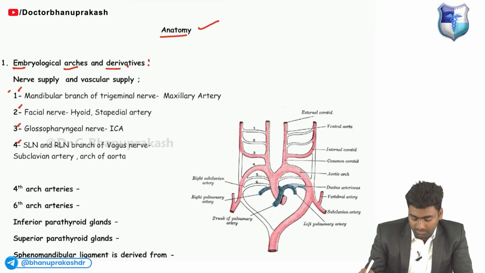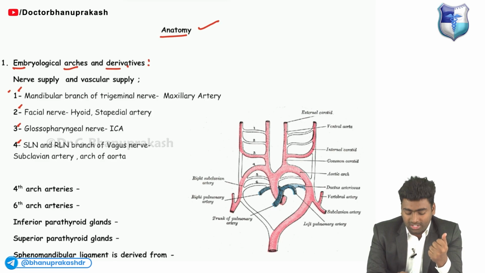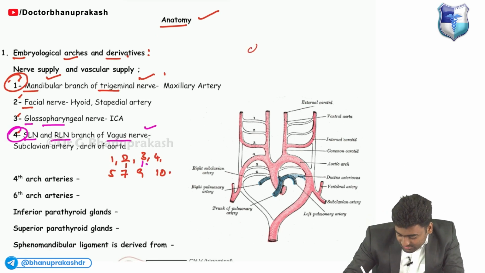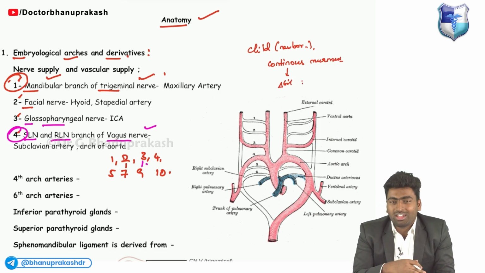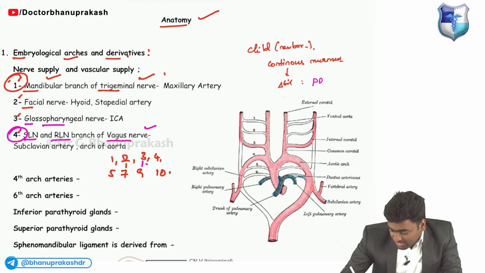If you see this, we need to know a few things. One is the nerve supply. Second one is the arterial supply. In recent FMGE examinations, they asked a question like there is a newborn child having features of a continuous murmur. They didn't ask you the diagnosis. If there is an infant or newborn presenting with a continuous murmur, what is the first differential diagnosis you will think of? First you will think of patent ductus arteriosus.